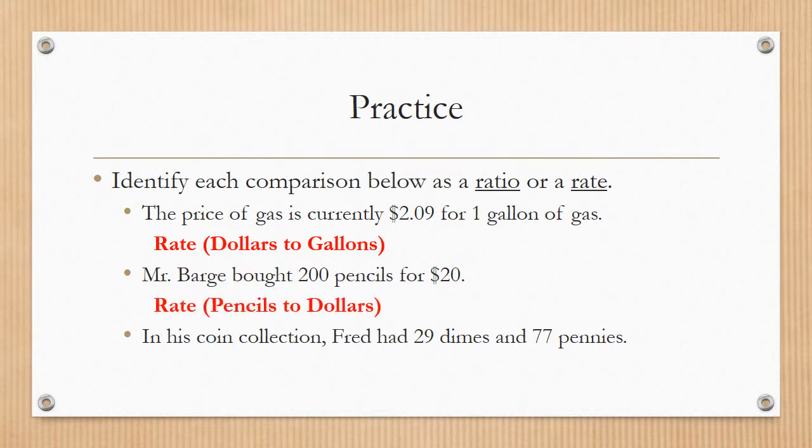In the last one, in his coin collection, Fred had 29 dimes and 77 pennies. Even though here we're comparing dimes to pennies, we consider those both types of coins. So this is going to be a ratio. We're looking at his coin collection, so they both fall under one kind of category. Dimes and pennies are both coins, so that is a ratio.